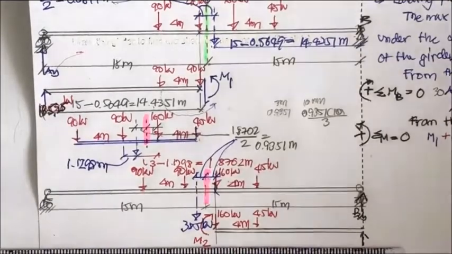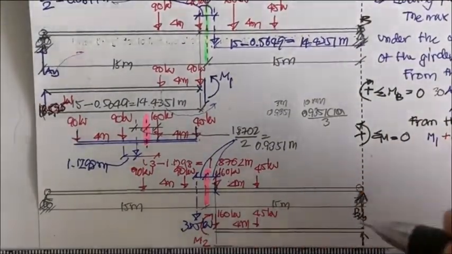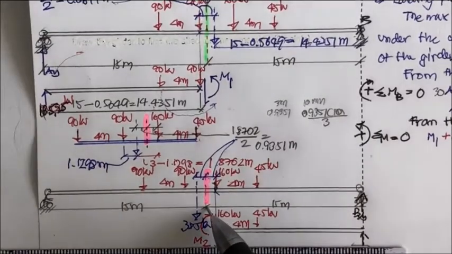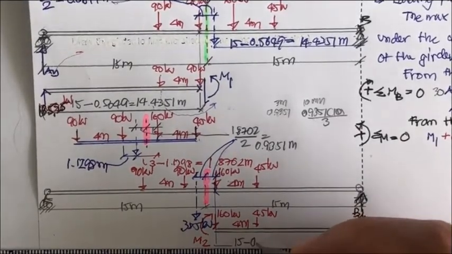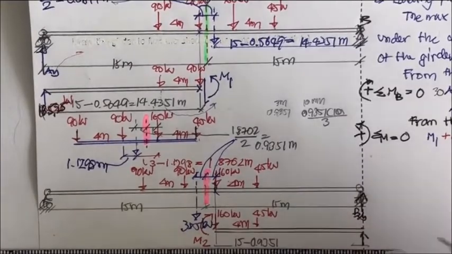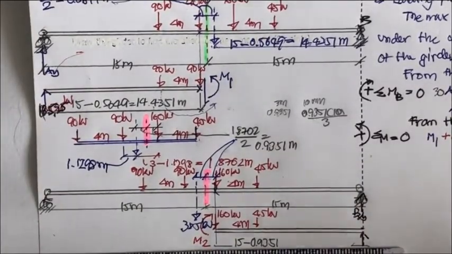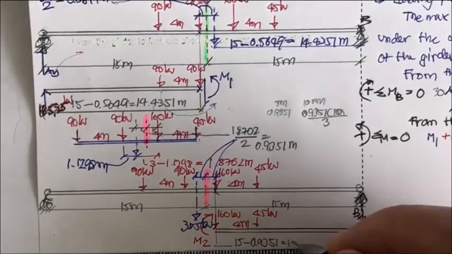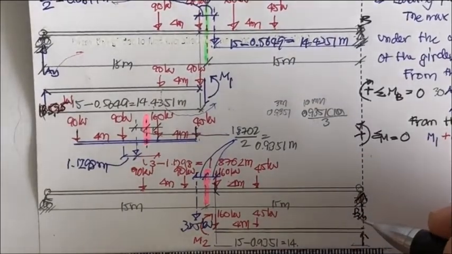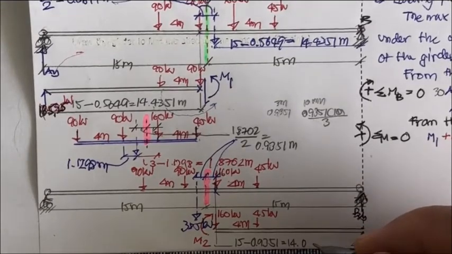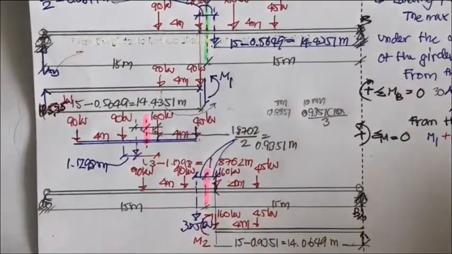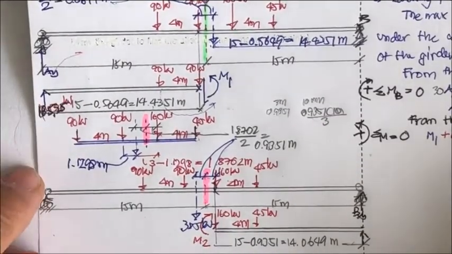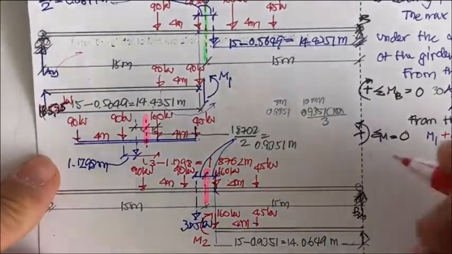Okay, and what is going to be this? You see this is going to be 15 meter, and this is 0.9351, so it's going to be 15 minus 0.9351, and you may get this one equal to 14.0649 meter, and that's going to be the length here.